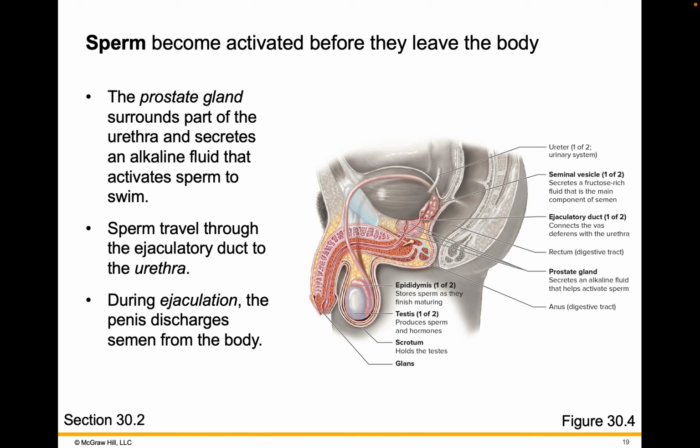Sperm become activated before they leave the body. The prostate gland surrounds part of the urethra and secretes an alkaline fluid that activates the sperm to swim. Sperm travel through the ejaculatory duct to the urethra, and during ejaculation, the penis discharges semen from the body.